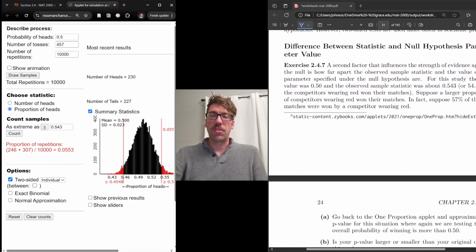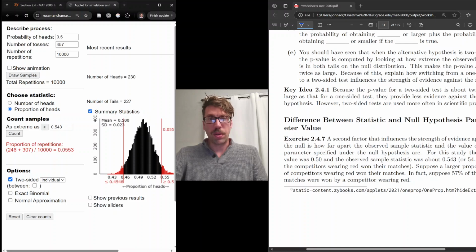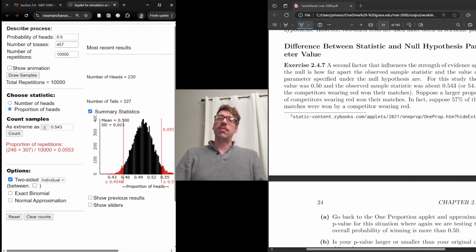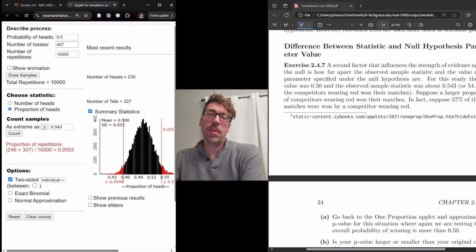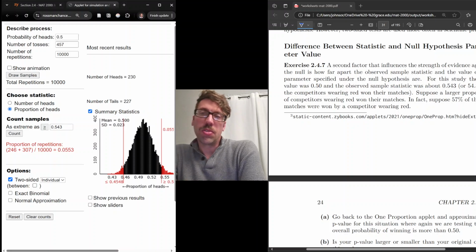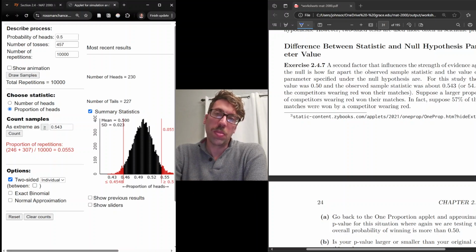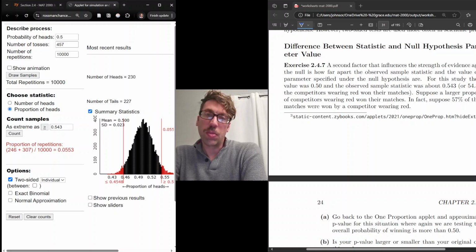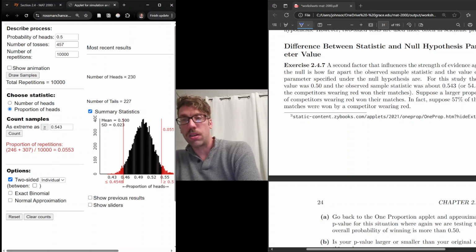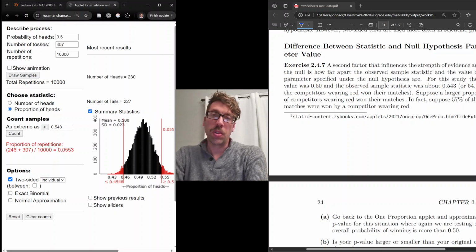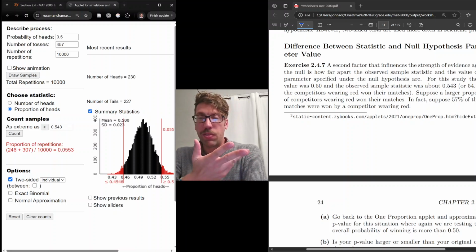So for number 7, make sure to use full sentences, by the way, in your explanation. Number 7, we're changing to another way that strength of evidence is affected. And that's the difference between the statistic and the null hypothesis parameter value. So a second factor that influences the strength of evidence against the null is how far apart the observed sample statistic and the value of the parameter specified under the null hypothesis are. For this study, the null value was 0.5 and the observed value was about 0.543 or 54.3%.